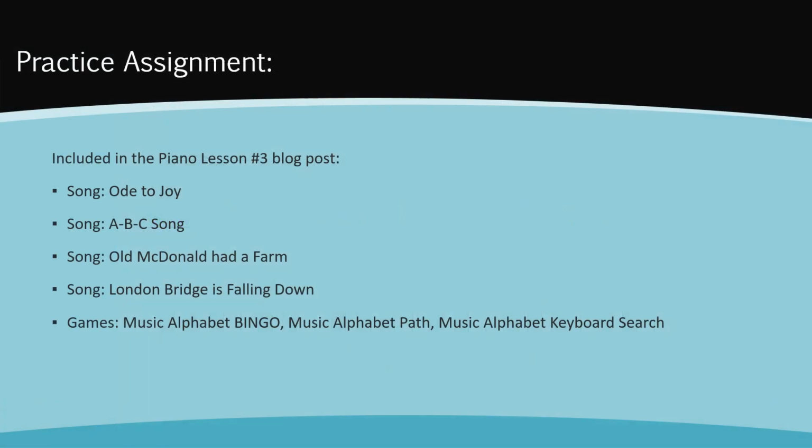Let's talk about what you're going to practice this week. Okay, we have a lot of practice for you this week. So there's 4 new songs, and they use notes from the entire music alphabet. So you'll be reviewing C, D, and E, and learning F, G, A, and B as you practice these songs this week. We also have the same 3 games from the last lesson, but this time it's going to be the entire music alphabet for bingo, the path game, and also the keyboard search.